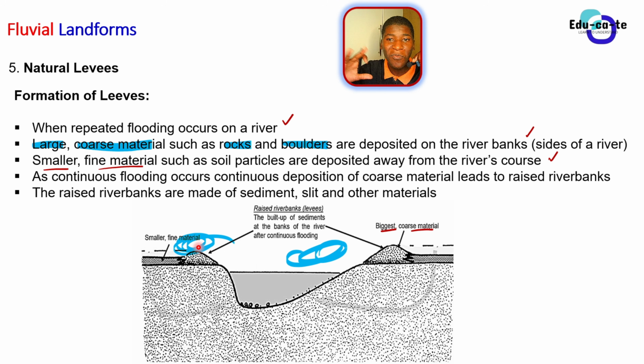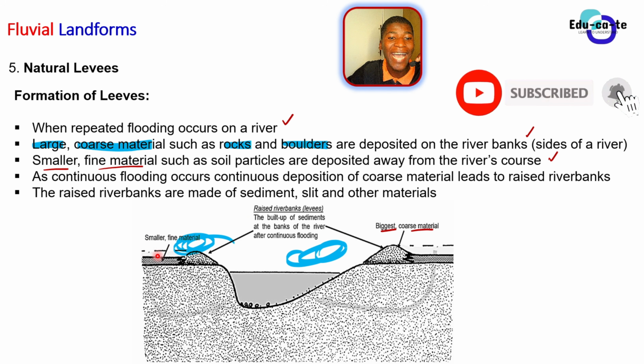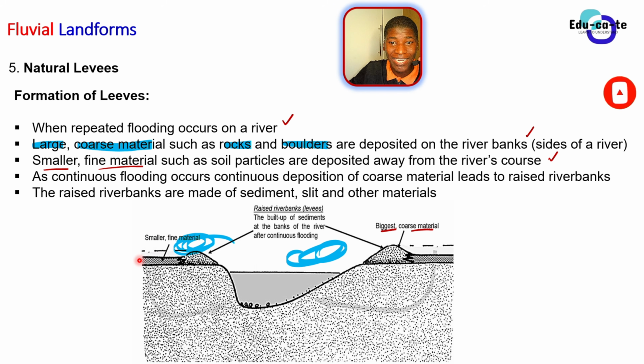Okay, but the smaller fine material, such as soil particles. Soil, it's easy to carry, right? So the water will just carry the soil away and splash it far away. So you can see here the smaller fine material. If you look carefully where my pointer is, the smaller fine material such as soil particles are deposited away from the river's course, or away from the river itself.